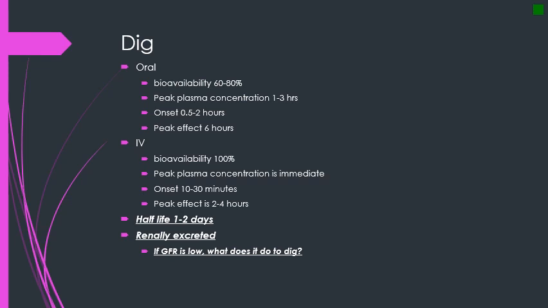Half-life's about 1 to 2 days, which is pretty significant, especially if the patient's on their PO dose. It is renally excreted, so those patients that have a low GFR will actually increase their digoxin plasma level in their circulation. So you have to be really careful and give a smaller dose for those patients with renal impairment.